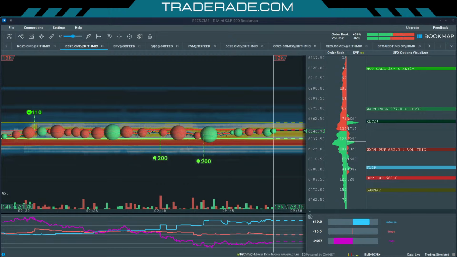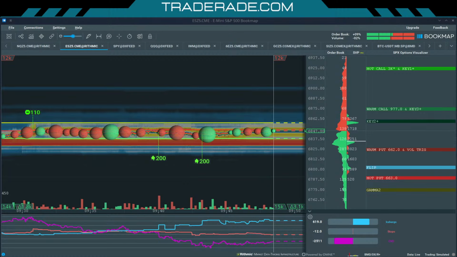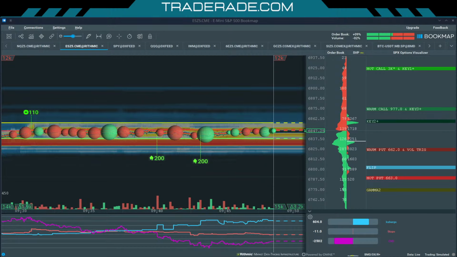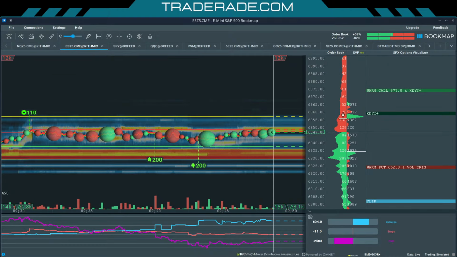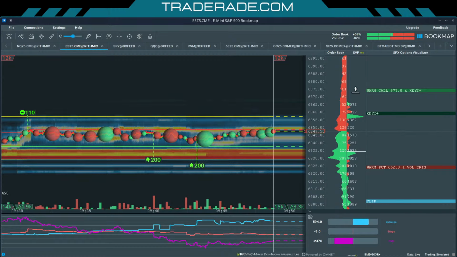Again, we're challenging the 6848.25 pivot. We've got to break above that, build some acceptance. To me, acceptance is trading above that price for at least 5 minutes. The longer, the better. And then we've got room up to that hot call. Obviously, there are some potential resistance levels along the way, including this bump out at the SVP that has confluence with the point of control in key 2 plus. This would be the next level of resistance to watch if we're able to break above that pivot.